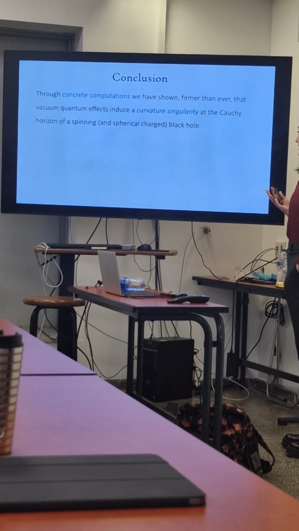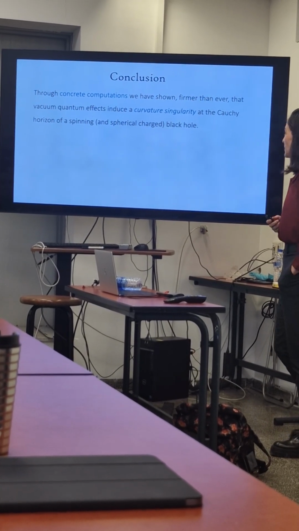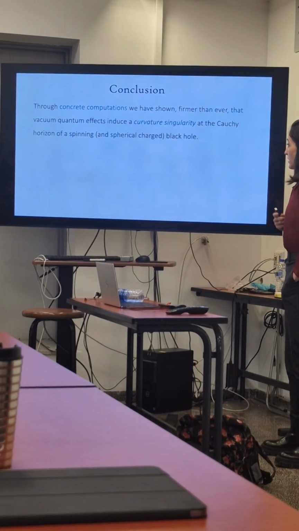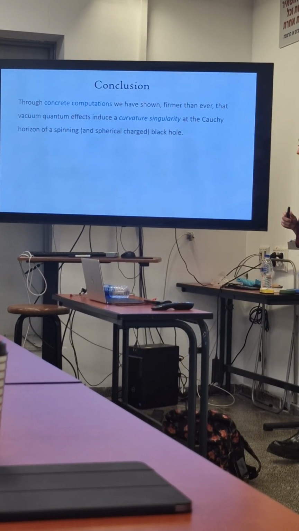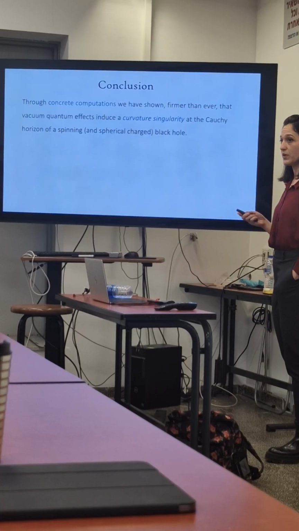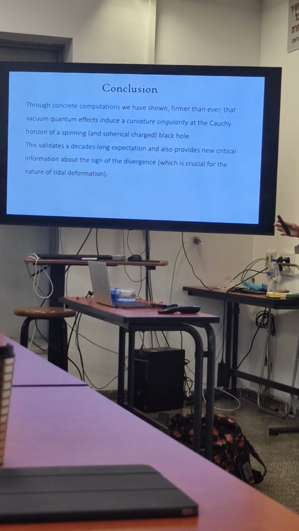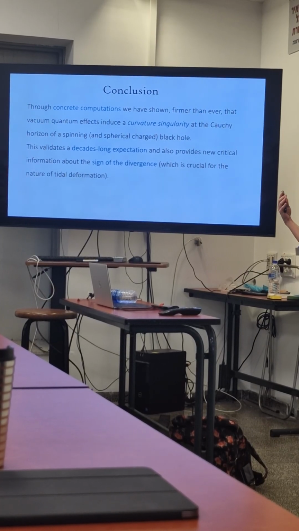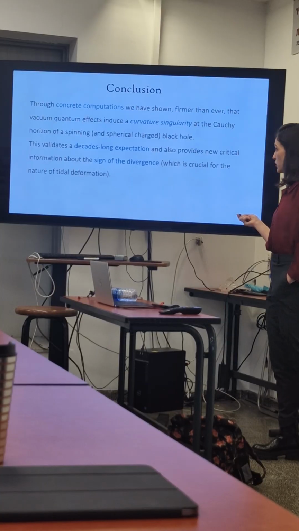Through concrete computations, not only numerical, we have shown, firmer than ever, that vacuum quantum effects induce a curvature singularity at the Cauchy horizon of a spinning and of a charged spherical black hole. And this validates a decade-long expectation and also provides new critical information about the sign of the divergence, which is important for tidal deformation and back reaction.